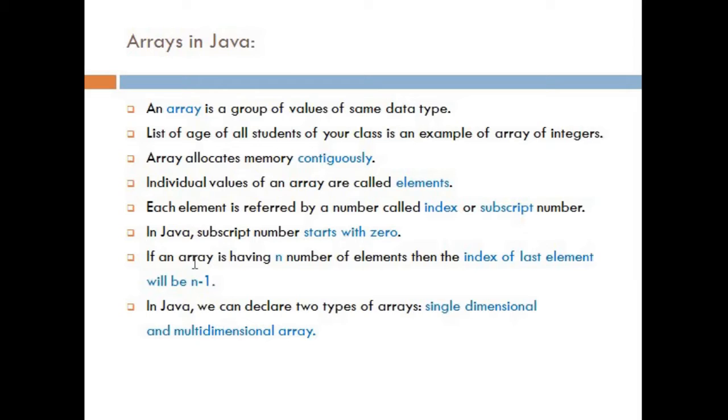Again, take the case of that array with 6 elements, where the value of n is equal to 6. In that case, the index of the last element will be n minus 1, which gives 6 minus 1, and that is 5. So for that array with 6 elements, the index of the last element shall be 5. Now see the last point. It says in Java we can declare two types of arrays: single dimensional array and multi-dimensional array.